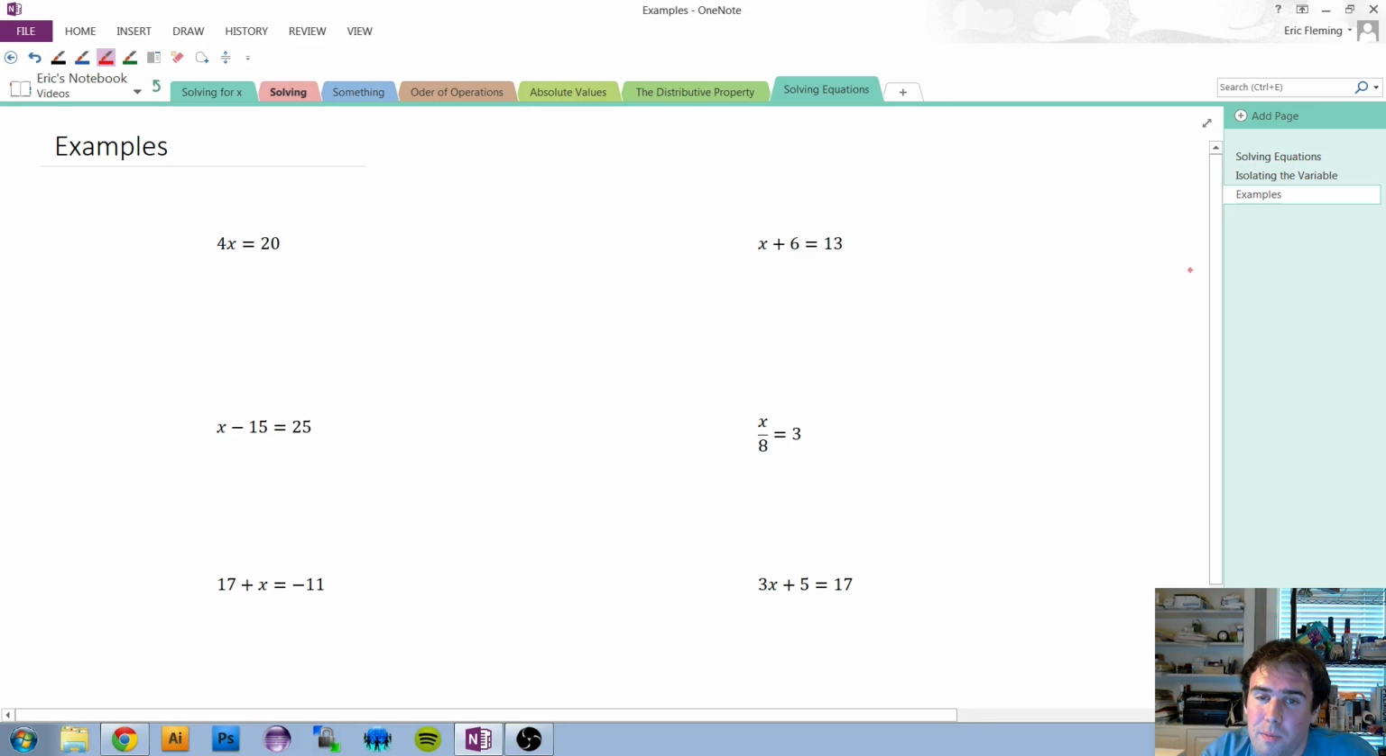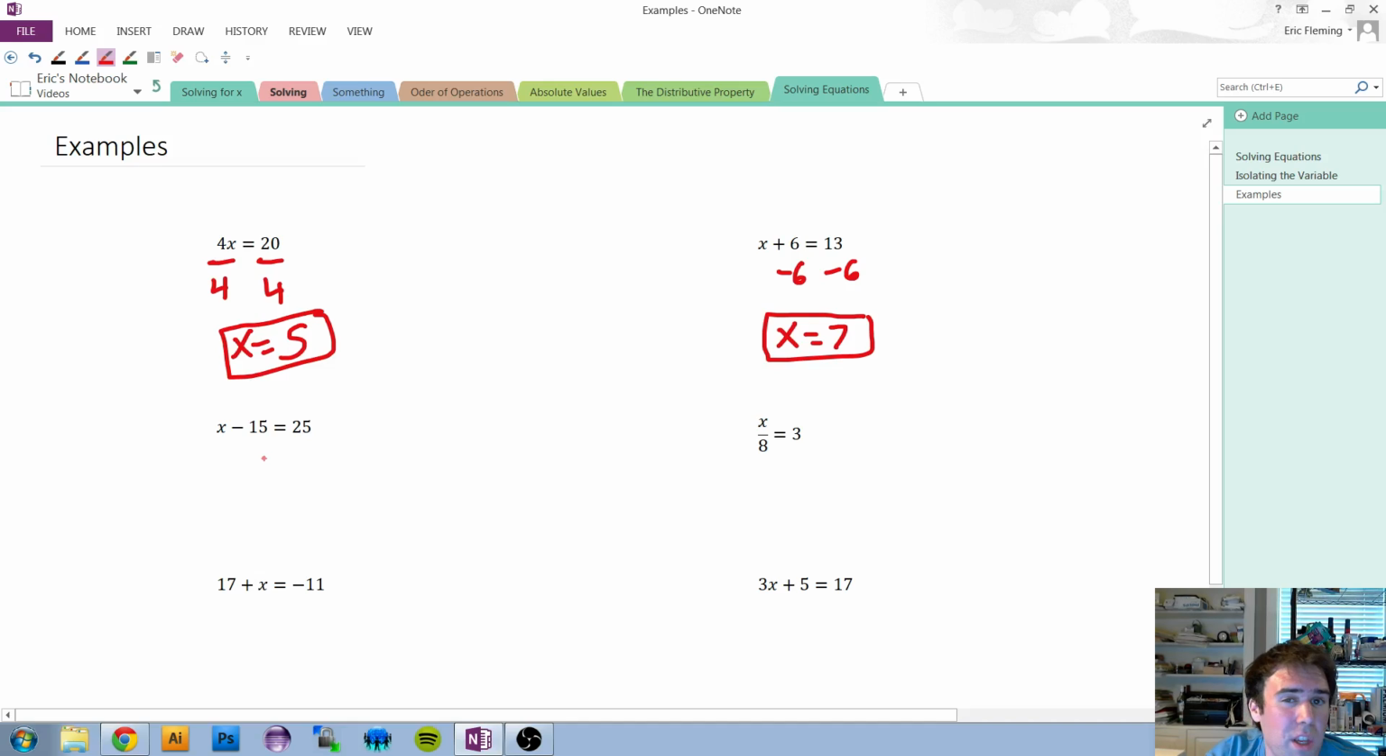Okay, so now I'm going to try these out. For the first example, I see 4 times x. I can undo a times with a divide. In dividing both sides by 4, I get x equals 5. Over in this equation, I see x plus 6. I can undo a plus 6 with a minus 6, and that gives me x equals 7. Over here on the middle left, I see x minus 15. You can undo minus with a plus. That will give you x equals 40, the biggest answer so far.